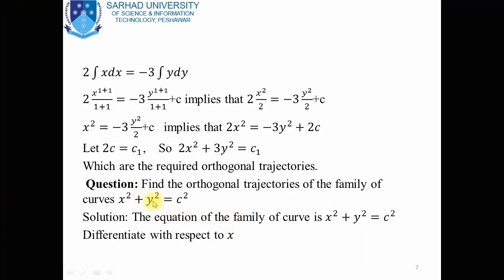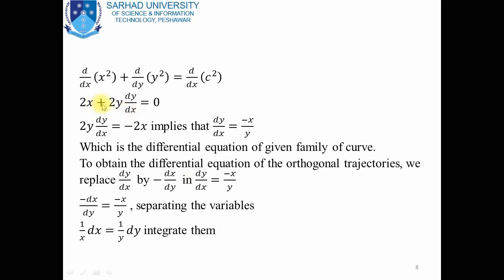Now differentiate this equation with respect to x. We get 2x plus 2y dy by dx is equal to 0. The derivative of x square is 2x, the derivative of y square is 2y dy by dx, and the derivative of the constant term is 0. Now for the separation of variables, simplify this differential equation. 2y dy by dx is equal to minus 2x, and dividing both sides by 2y, we get dy by dx is equal to minus x by y, and this is the differential equation of the given family of curves.